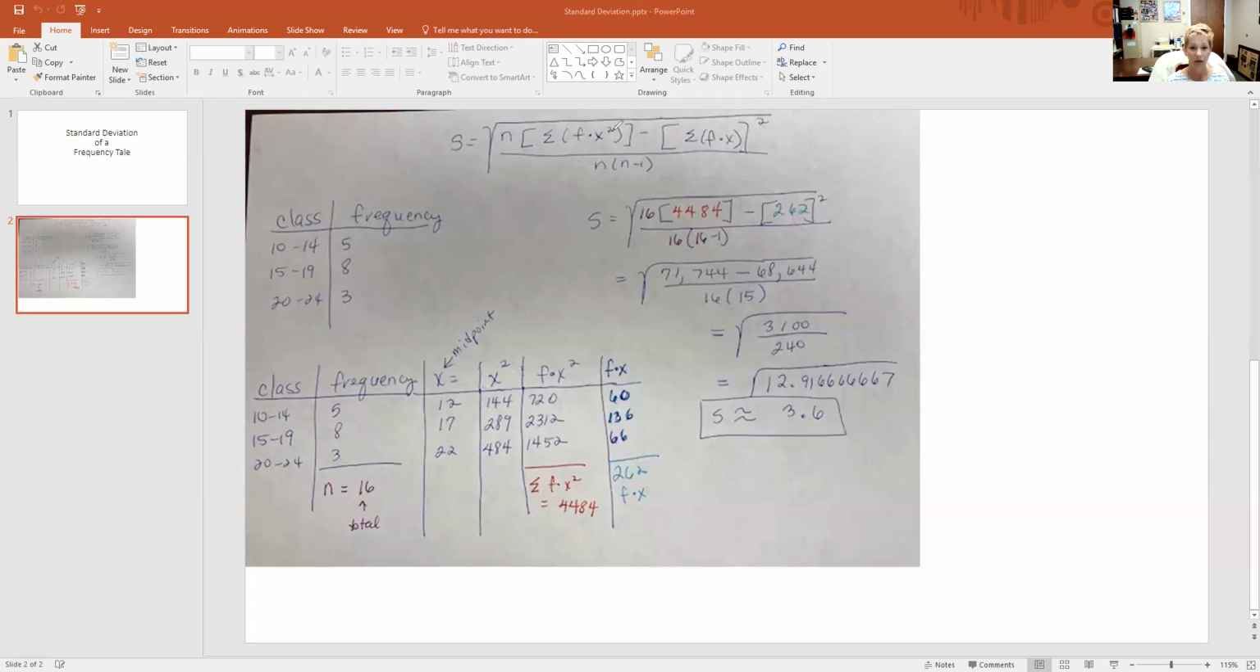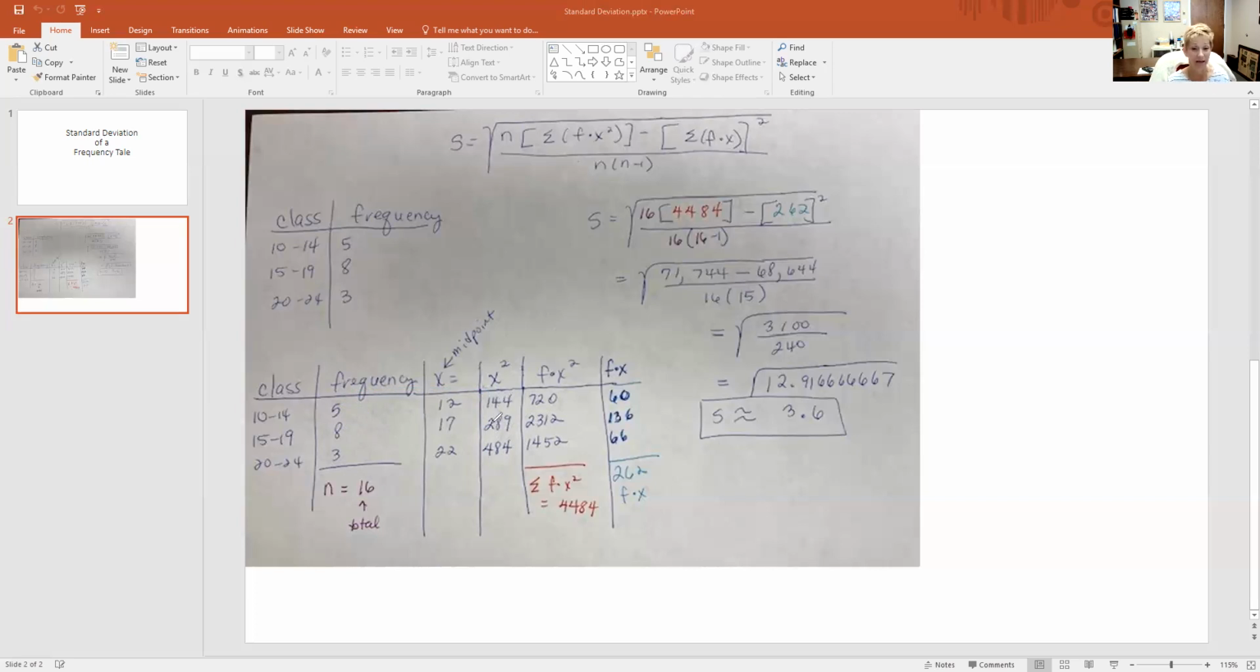So I'm going to take every one of these squared midpoints and multiply them by their frequency. Here's my frequency of 5. There's my squared number, 144. So 5 times 144 is 720. And then the frequency of 8 times its squared midpoint, 289, gives me 2,312. And then 3 times 484 gives me 1,452. So pause the video and multiply those numbers and make sure that that's what you get. You double check my answers. If they're not the same, email me.